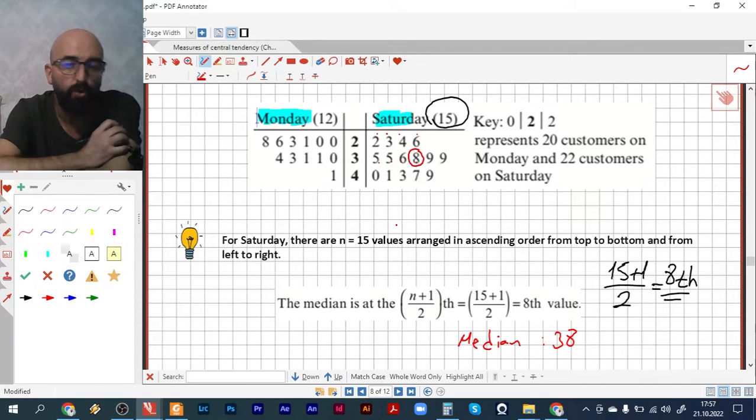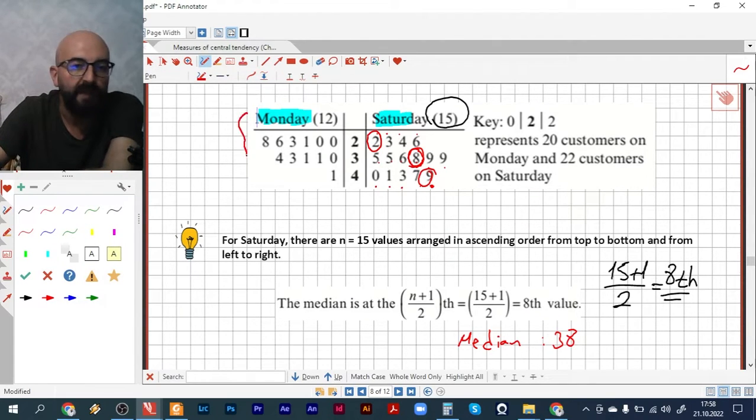But you can also count by starting from the last value. For example, you can start here: 1, 2, 3, 4, 5, 6, 7, 8. It is the same. You can find the same value. So whether you start here or from the last one, it doesn't change.